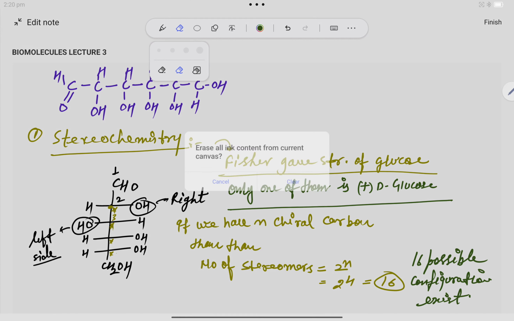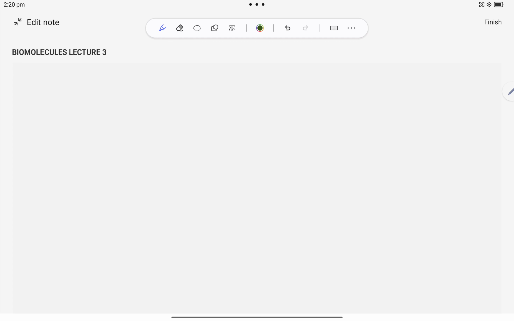So now you are able to find out the stereoisomers also. One hypothetical example they have given, like CHO and CH2OH, here OH and here H. And at carbon number 2, OH is on the right side, then it is plus D glyceraldehyde.